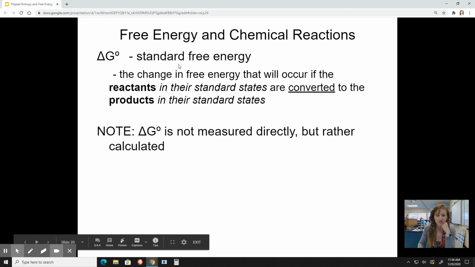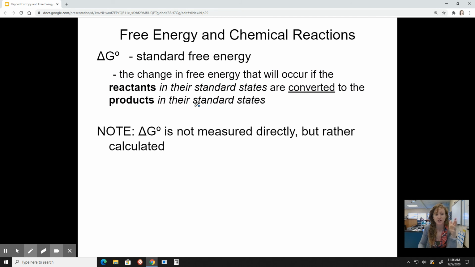Okay, delta G, when we're talking about free energy, it's going to be the similar idea. So basically, it's the change in free energy that will occur. So the change in that available energy to harness in these cyclical cycles that will occur if reactants in their standard states are converted or reacted into the products in their standard state. So that's delta G naught. Again, we're talking about a reaction here. And what we're comparing with that delta, again, it's products minus reactants, final minus initial, products minus reactants.